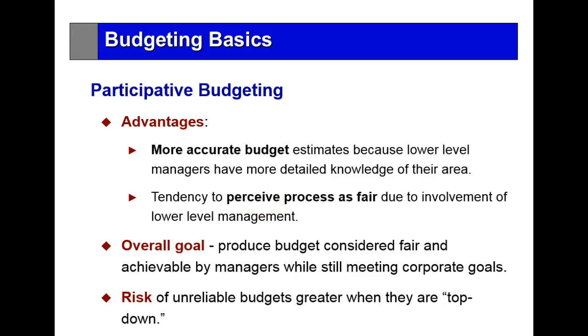participative budgeting is it's going to be more accurate, and there's more detail, because those people with the hands-on experience really know the nuts and bolts versus someone at the top just telling you how it's going to be. It's going to ultimately result in more accurate numbers. And it seems to be more fair because people all have a say in it. The risk of unreliable budgets is greater when they're top down. When someone from the top says, this is what's going to be done, and there's not the consensus of the employees, it's going to be a little harder to want to follow. Makes total sense, doesn't it? Isn't that how we work just as people in general?